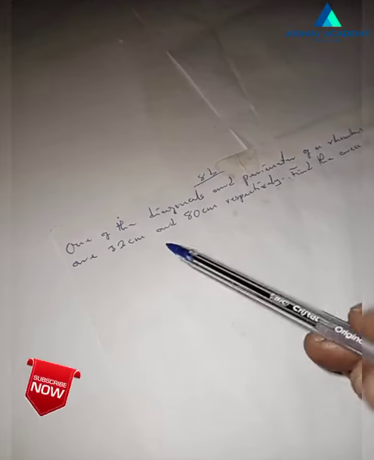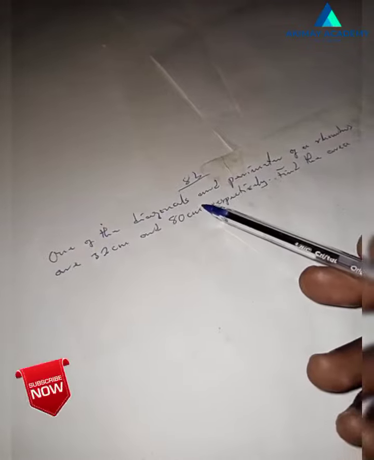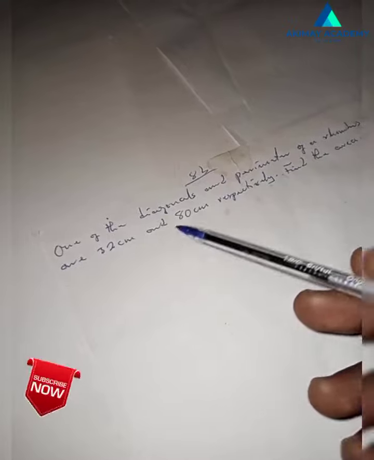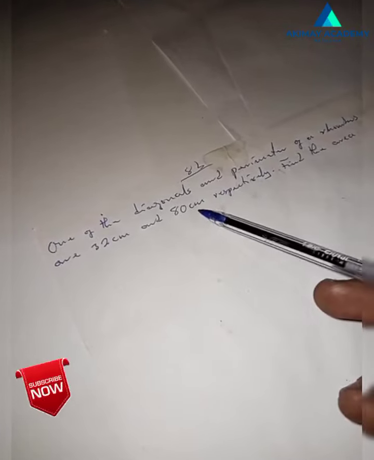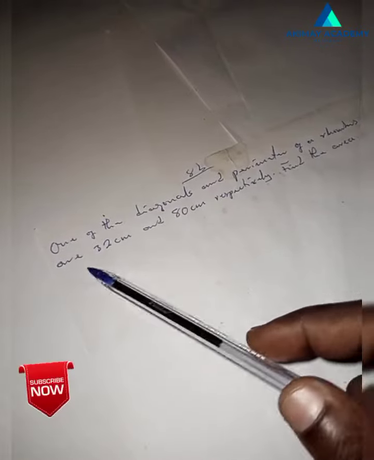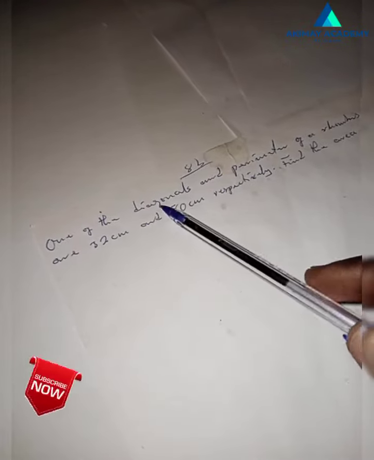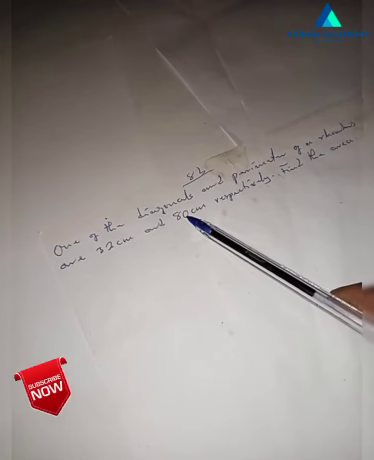Now, if you look at question 8b, it's a question on rhombus. They say one of the diagonals and perimeter of a rhombus are 32 centimeters and 80 centimeters respectively. Respectively simply means that the first one goes for the first and the second goes for the second. So the diagonal is 32 centimeters and the perimeter is 80 centimeters. Find the area of the rhombus.